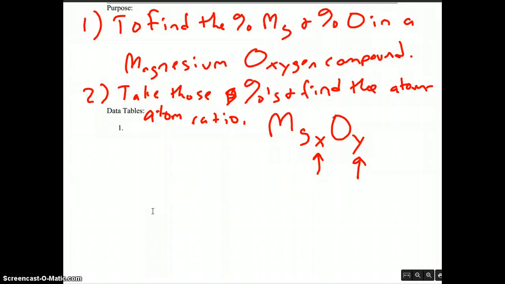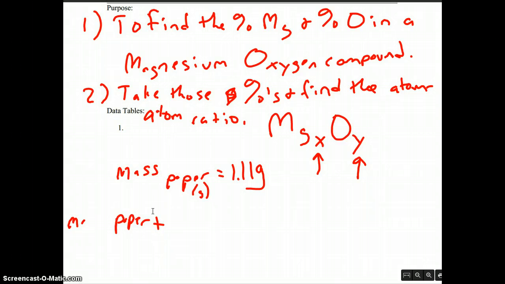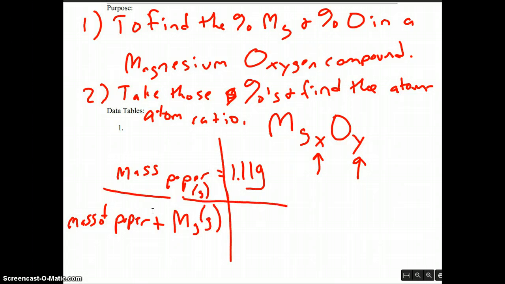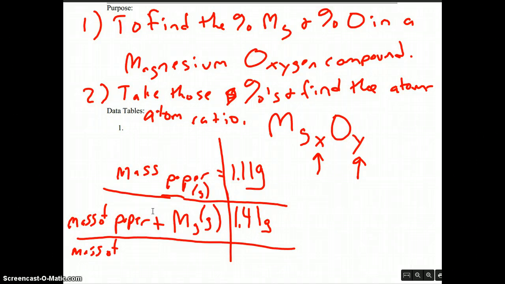Let's assume, just for the sake of being consistent, that we had the mass of the paper as 1.11 grams. Then the paper plus magnesium, in grams, was, I think, something like 1.41 grams. And then the mass of the magnesium oxygen compound, so let's call it MgxOy, and paper in grams was, let's call it, 1.61 grams. Just to be on the safe side here.